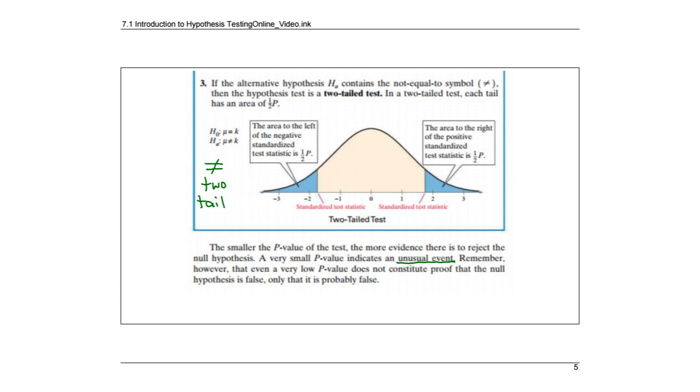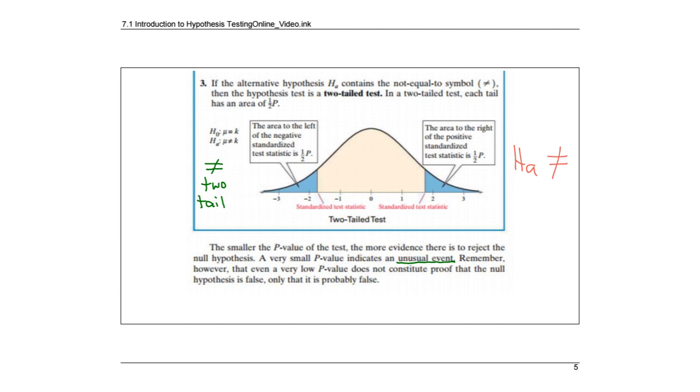All right, and then finally, if our alternative hypothesis is a not equal to, then we're going to have a two-tailed test. If we're doing this by hand, we are going to have to deal with the areas in the two different tails. If we use StatCrunch, the p-value that StatCrunch is going to give you is going to go ahead and take that into account.